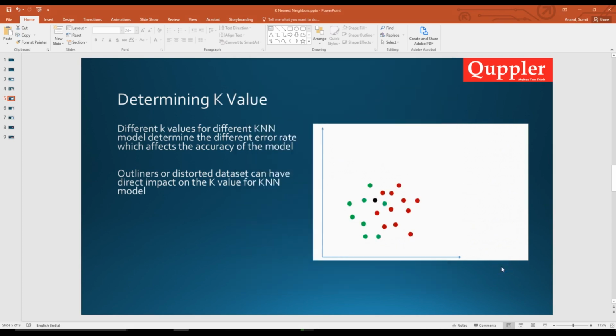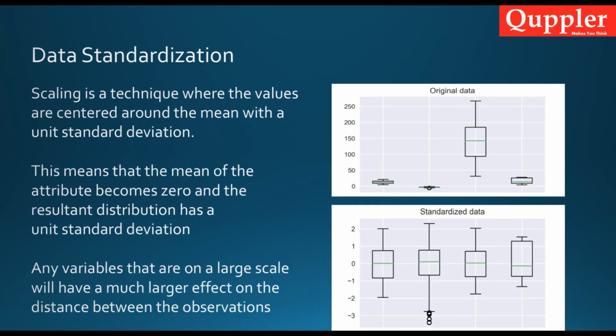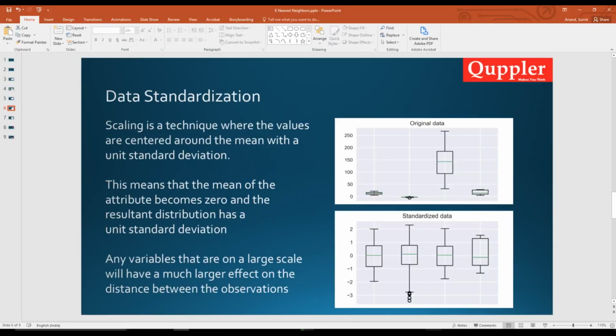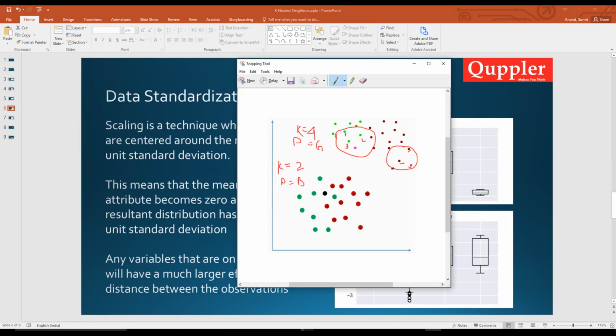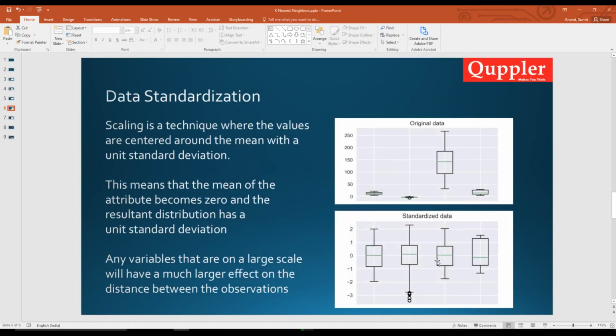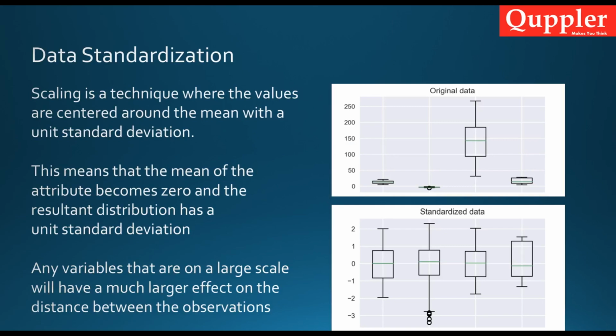Now if you have understood this, we're going to see data standardization to avoid the problem we faced with the different outliers we saw here. If different outliers are there, to avoid this kind of issue, there's a technique called data standardization. It's a scaling technique where the values are centered around the mean with unit standard deviation. This means that the mean of the attribute becomes 0, and the resultant distribution has unit standard deviation. So let's understand this diagrammatically.